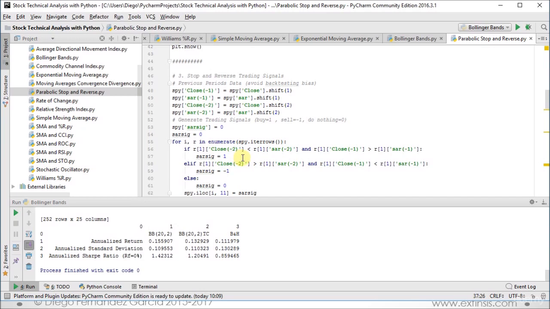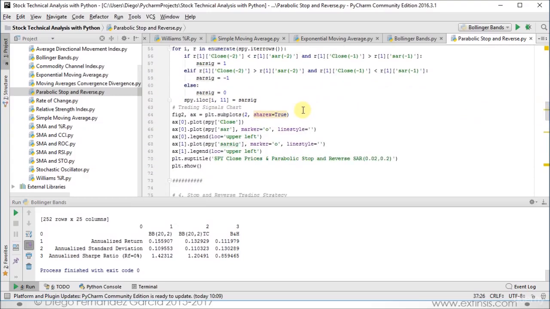If this is not the case, we enter the nested if or elif, in which we ask if our second previous period's close price was greater than the second previous period's parabolic stop and reverse, and the previous period's close price was less than our previous period's parabolic stop and reverse, then we have a -1 signal, which is a sell signal. If none of these two conditions is met, then we have 0, which is do nothing. In all cases, we'll be updating our SPY original data frame in that column we created with the signals we obtained in each of the loops.